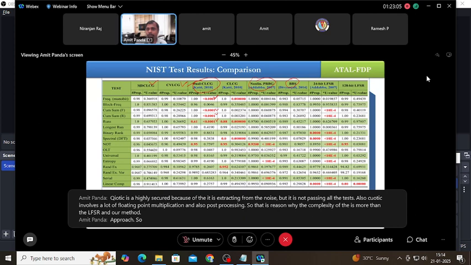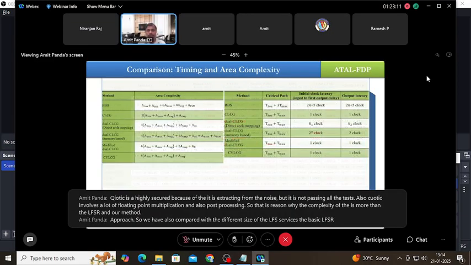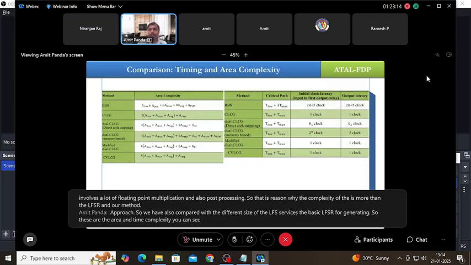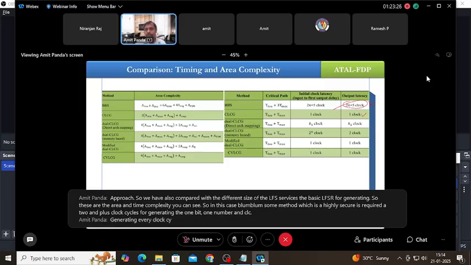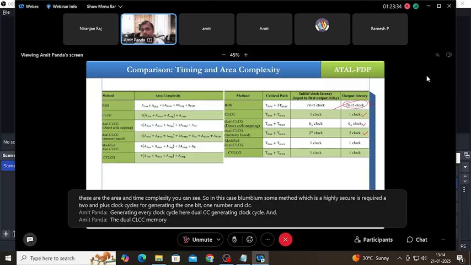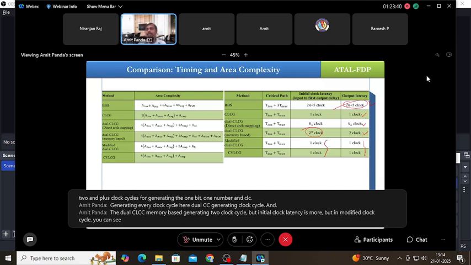We have also compared with different sizes of the LFSR, which is the basic LFSR for generating. So these are the area and time complexity you can see. In this case, the Blum Blum Shub method, which is highly secure, requires 2n plus clock cycles for generating one bit, one number, and CLCG generates every clock cycle. Here dual CLCG generates at K2 clock cycles, and the dual CLCG memory based generates in 2 clock cycles, but initial clock latency is more. But in the modified one, you can see the initial latency and the output latency are 1 clock cycle. And the critical path is only one adder and 3 multiplexers.